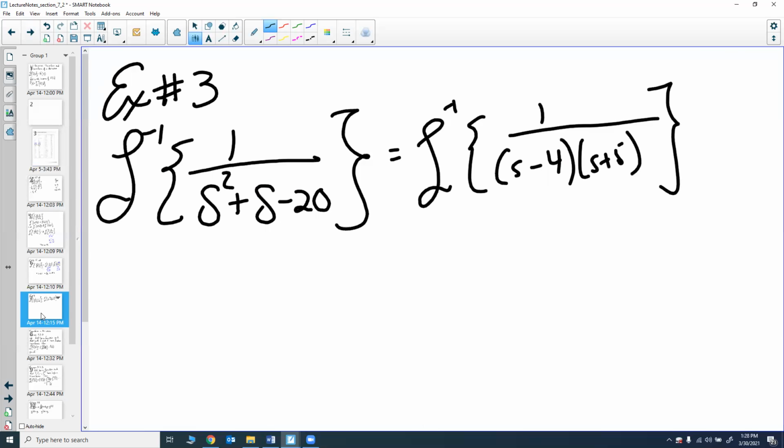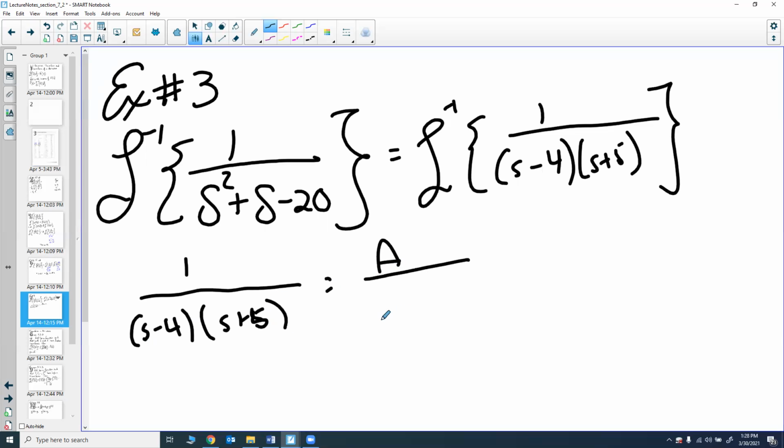And what do we do in this case? I mentioned this already once, you have to do partial fraction decomposition to separate into separate fractions. So as a reminder, you'd have 1 over s minus 4 times s plus 5 separate into a over s minus 4 and b over s plus 5. Then you would multiply through by the common denominator and then equate and find out what a and b are.